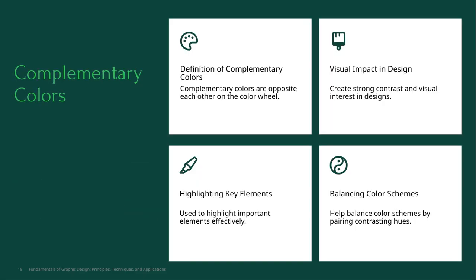Let's take a closer look at the concept of complementary colors. These are colors that are opposite each other on the color wheel, which means they have a high contrast and can create a striking visual effect when used together. One of the key ways we use complementary colors is to highlight important elements in our designs. By pairing contrasting hues, we can draw the viewer's eye exactly where we want it.